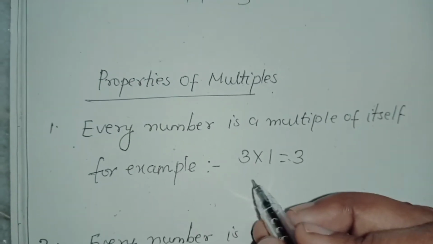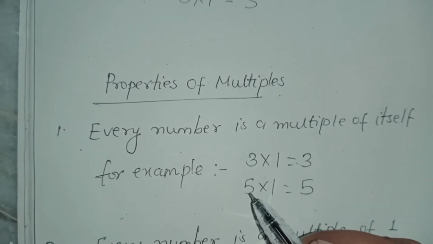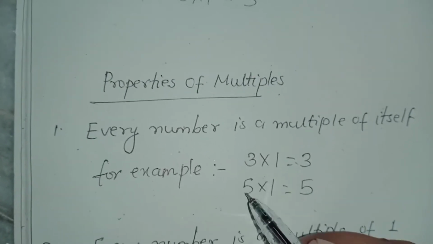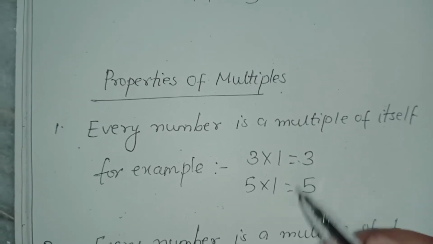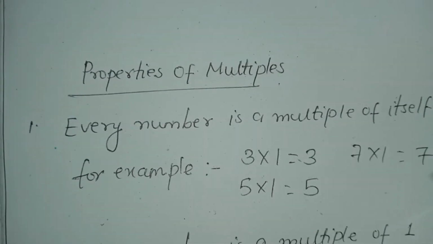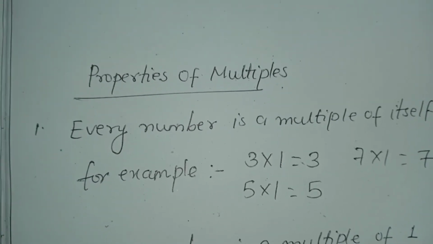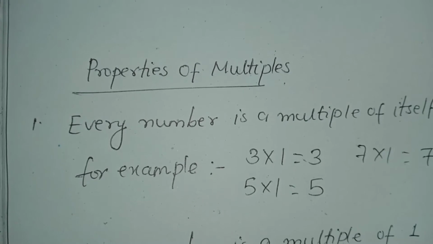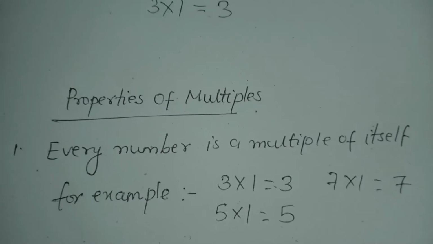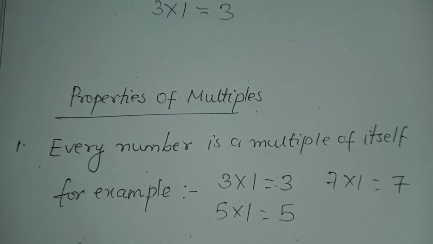Next example I can give you is 5 1 ja 5. You have seen here that when a number is multiplied by the counting number 1, we got 5, the same number. So every number is a multiple of itself. 7 1 ja 7. So I have given you a few examples. When any number is multiplied by 1, they give the same number. So I think you have understood that every number is a multiple of itself.